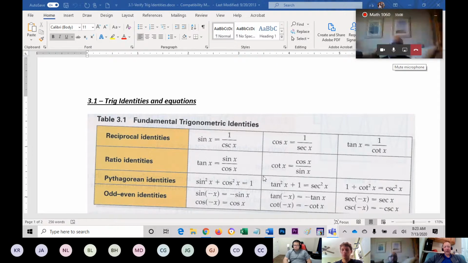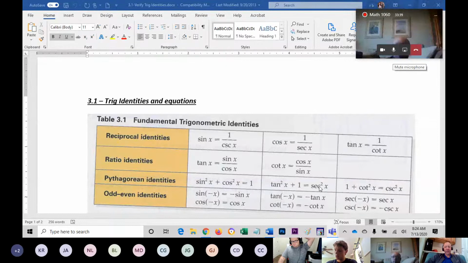Your ratio identities, you should already know these. Tangent is sine over cosine. Cotangent is cosine over sine. Your Pythagorean identities, you should already know that sine squared of x plus the cosine squared of x equals 1. This one you may or may not remember. Tangent squared of x plus 1 equals the secant squared of x. 1 plus the cotangent squared of x equals the cosecant squared of x.